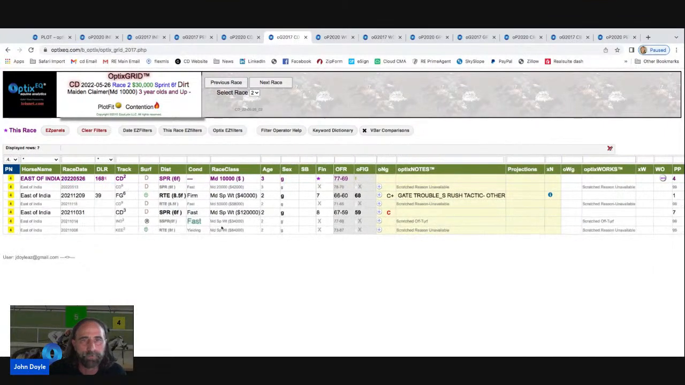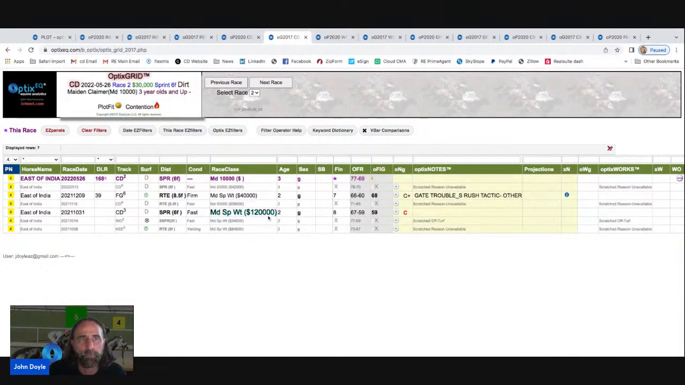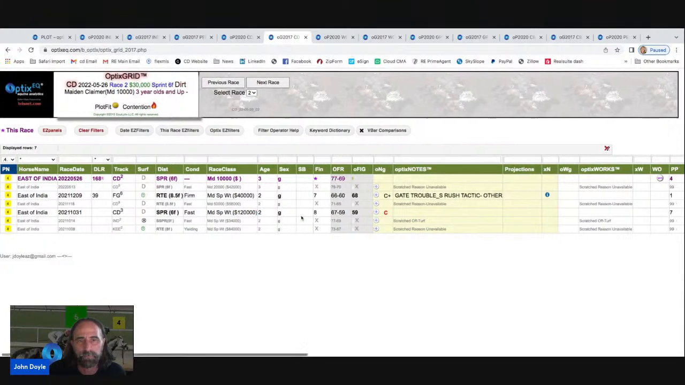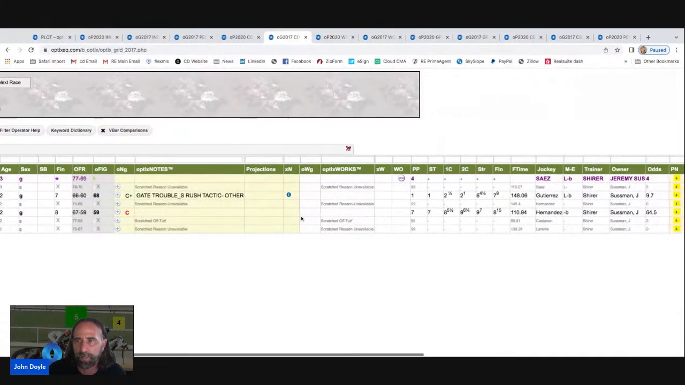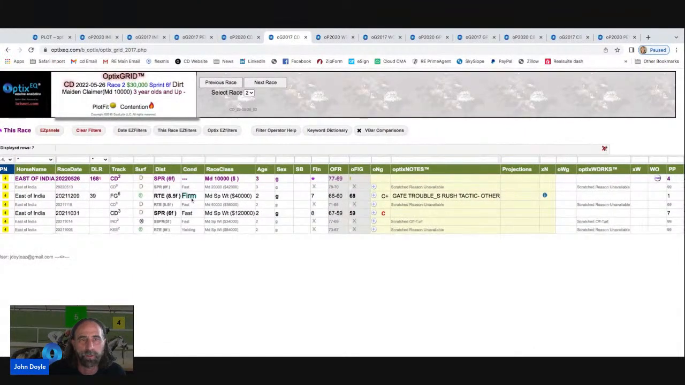The number 4 looks like this horse ran against much better in debut, and at Churchill didn't run particularly that well. Let's see if that horse was bad. Was not bad either. So he tried this horse now going long on the turf. Had some issues in that race.